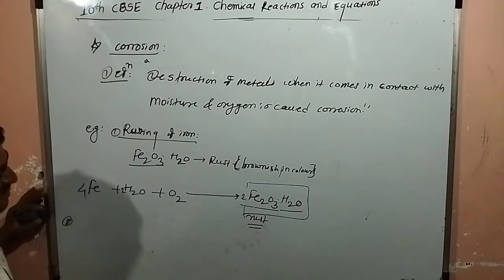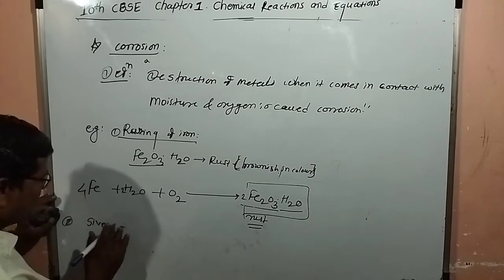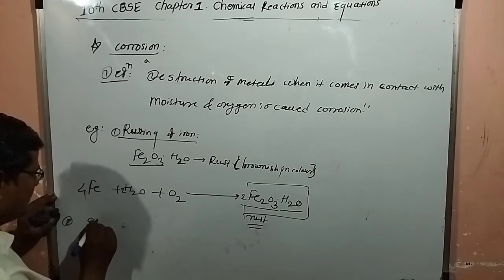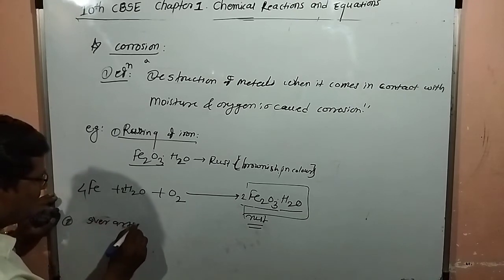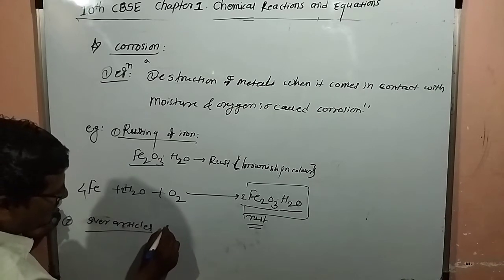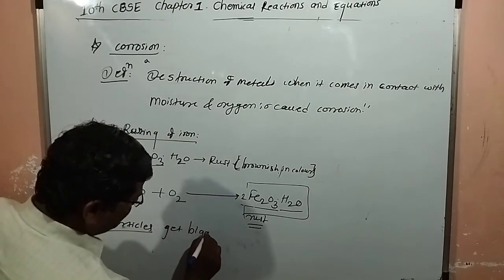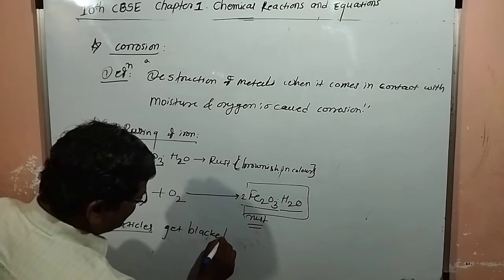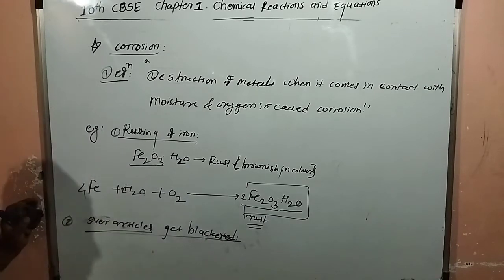Second example is the silver articles. Silver articles get blackened. They will get blackened. They are becoming black.